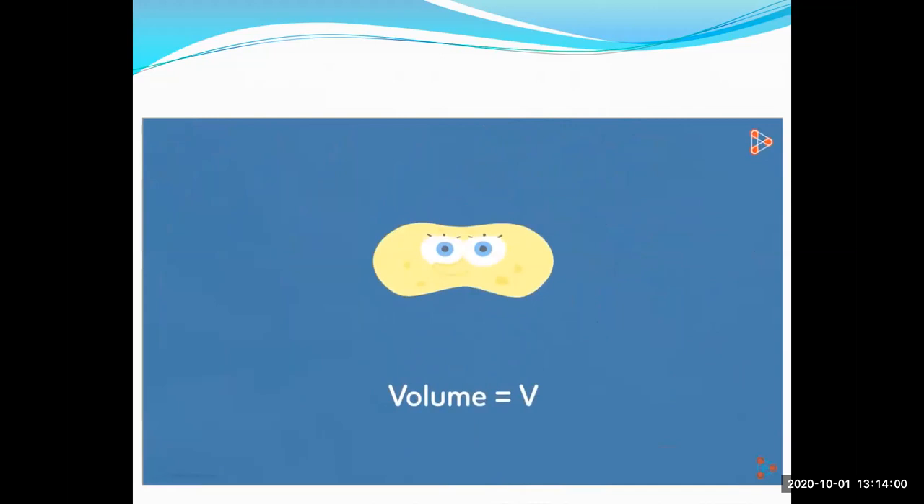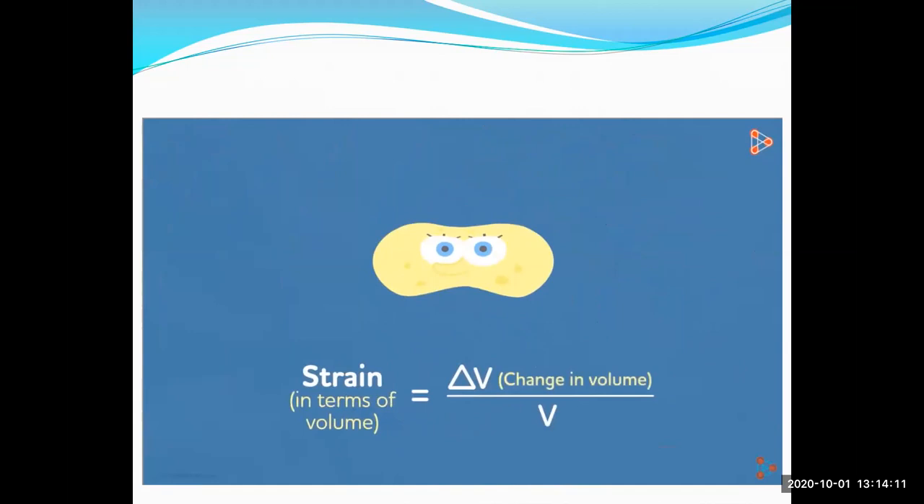When it's compressed, its volume decreases. So the strain in terms of volume is delta V over V. Note that delta V is the change in volume and not the volume of the deformed sphere.